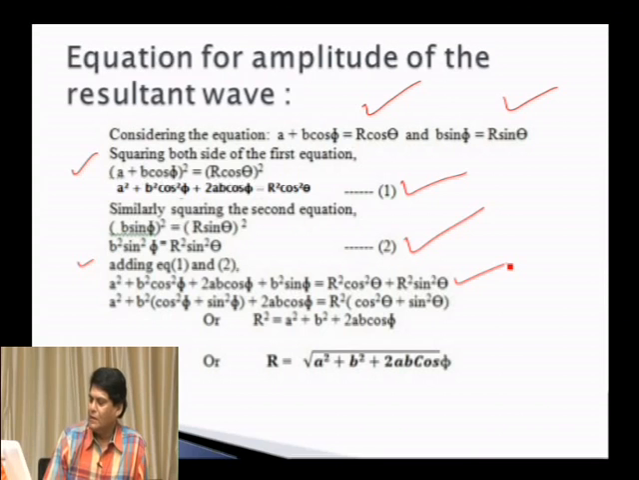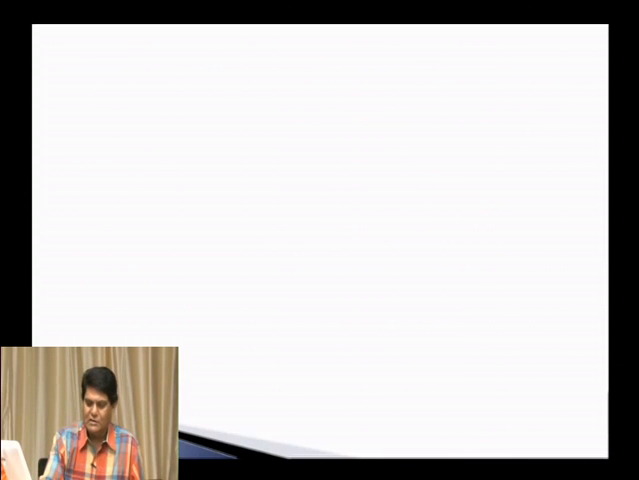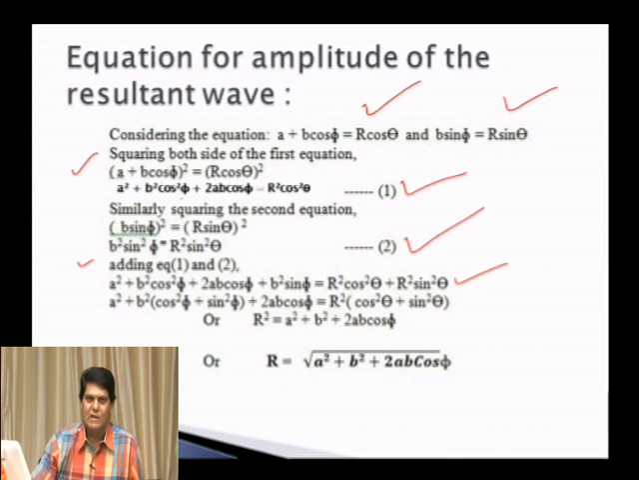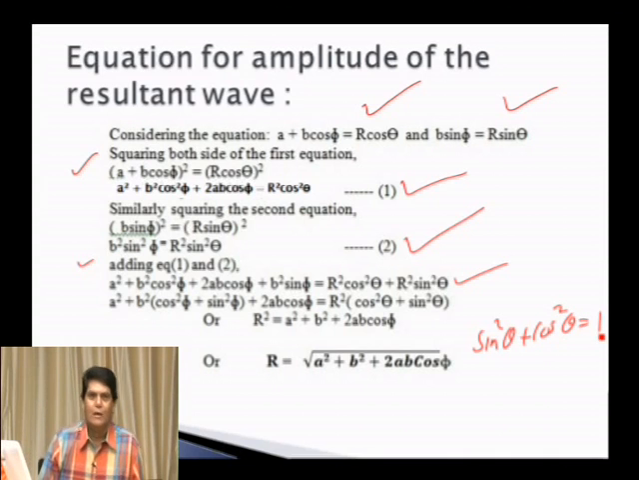Now, in this expression, let us take out B square as a common factor, which results in cos square phi plus sin square phi on this side. Towards the right hand side, if you take out R square as a common factor, that results in cos square theta plus sin square theta. Now, you know the well known trigonometric relation that sin square theta plus cos square theta is equal to 1. Substituting these values, finally you get R square equal to A square plus B square plus 2AB cos phi. So, finally R is equal to the square root of this; this is the final expression to find the magnitude of the resultant.